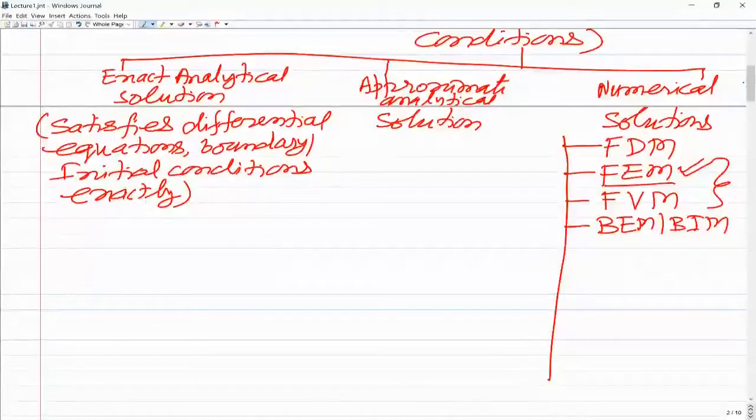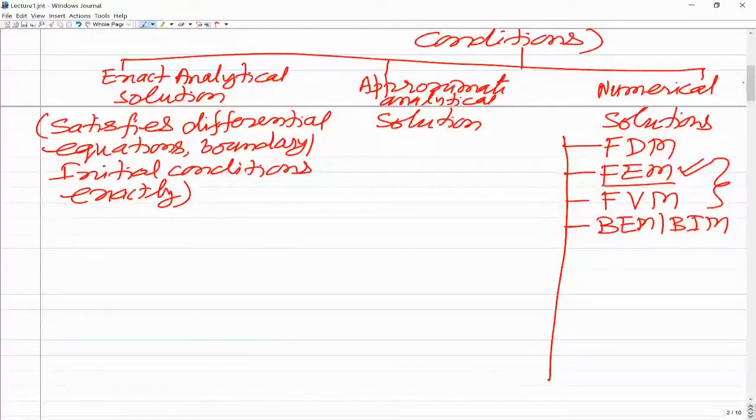For example, if you have a 1D problem, in the boundary element method you will only concentrate on two boundary points. If it is a two-dimensional problem, the boundary would be only curves or lines, so it would reduce to a 1D problem because the boundary is only a one-dimensional line or curve. And if it is a 3D problem, the bounding surfaces would be there, so the boundary would be two-dimensional. So a three-dimensional problem in the boundary integral method would be reduced to a basically two-dimensional problem.